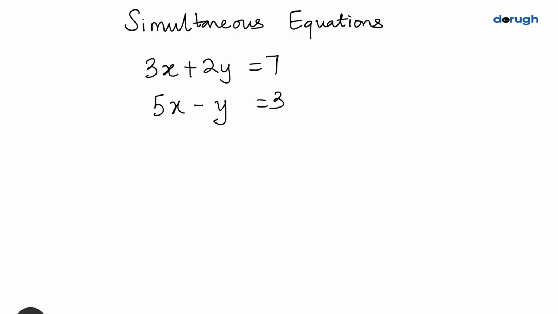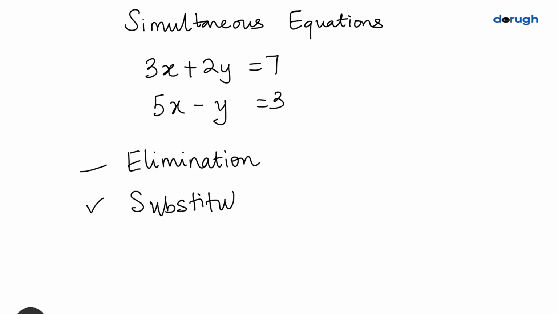Today we'll be looking at simultaneous equations and how to solve them. Previously we've established that there are a few methods we can use, but today we're just going to look at two: the elimination method and the substitution method. I feel like I should have written this in reverse order, because we're going to do substitution first and then look at the elimination method.